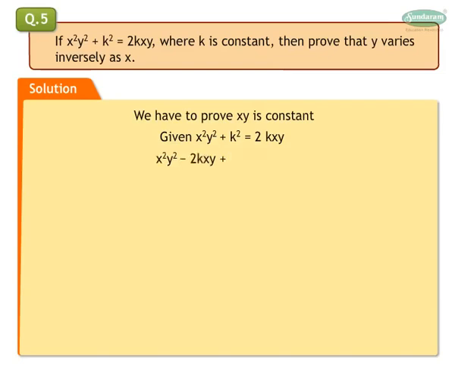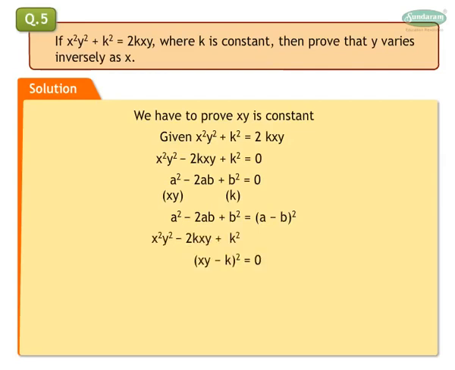We get x square y square minus 2kxy plus k square is equal to 0. Now this expression is like a square minus 2ab plus b square is equal to 0, where a is xy and b is k. We use the identity a square minus 2ab plus b square is equal to a minus b the whole square and write xy minus k the whole square is equal to 0.